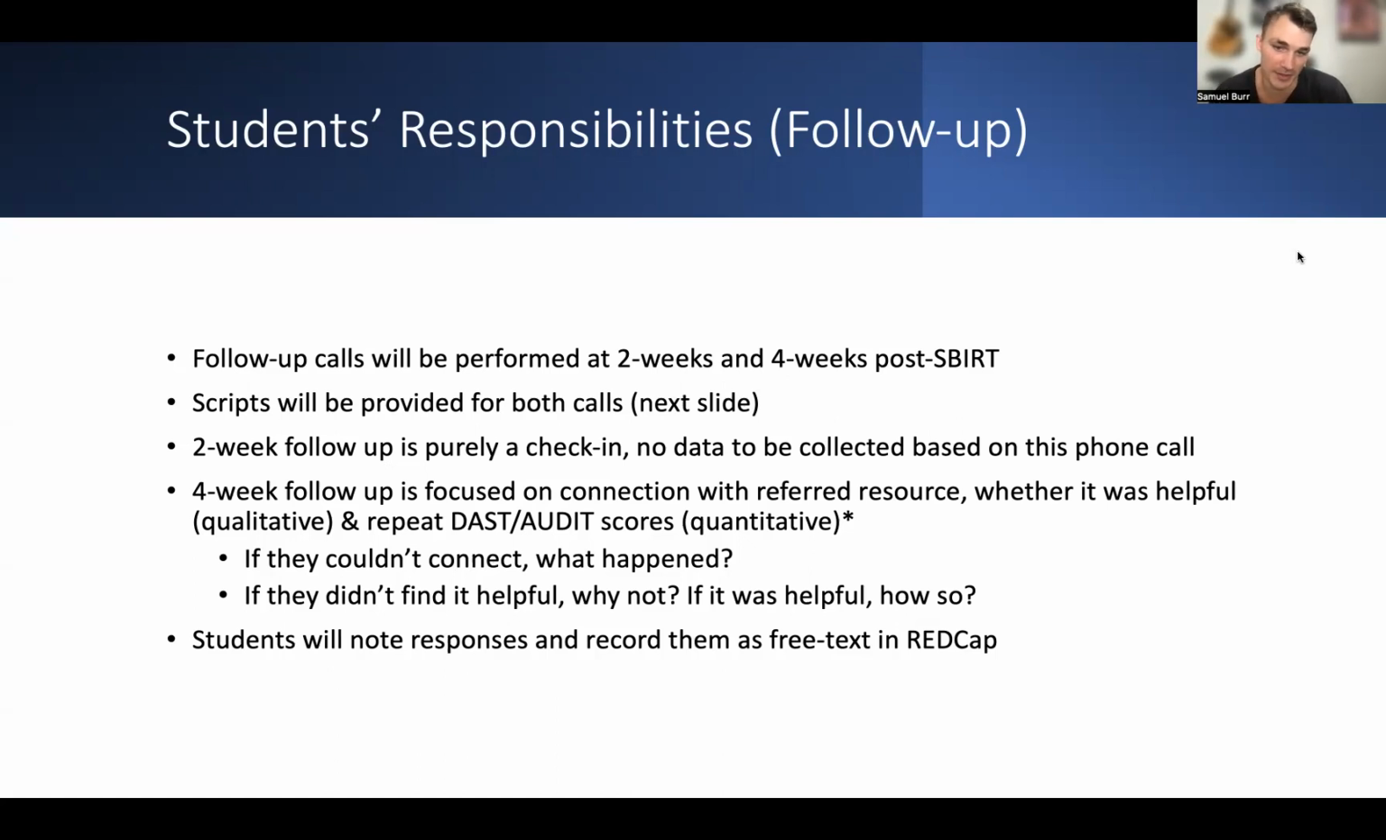But it may be that we just don't have the statistical power to glean anything meaningful from these 4-week follow-up calls, just because of the reduced response rate. That's okay. Actually, you're answering my question.